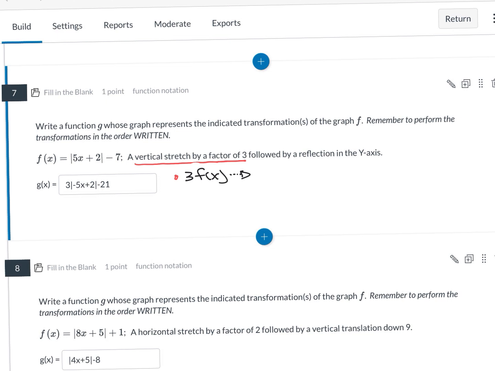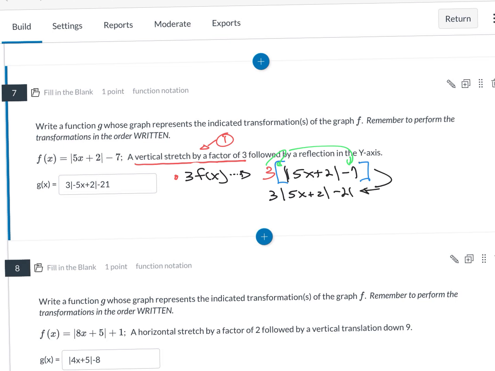So don't we have to multiply 3 times the entire function? So the function was the absolute value of 5x plus 2, minus 7. And then you actually have to do it. So you have to do them one at a time. That's the first thing you have to do. And therefore you have to distribute that 3. And that leaves you with 3 times the absolute value of 5x plus 2, minus 21. You have to simplify from here to here.